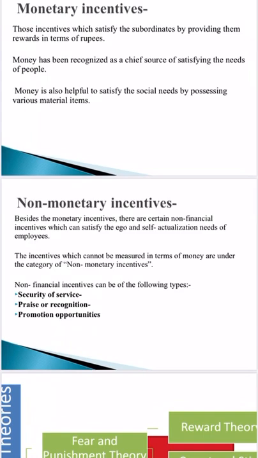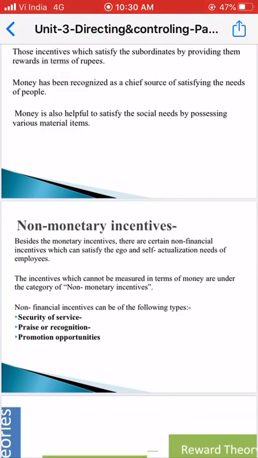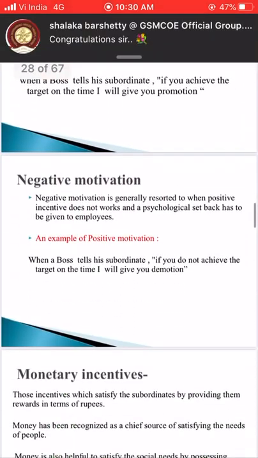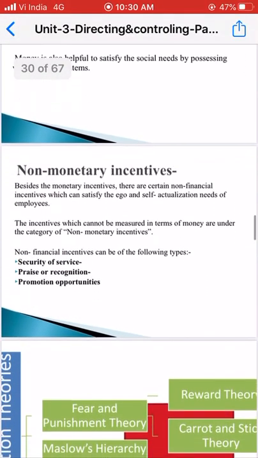Okay, and non-financial incentives can be of the following types. First one is what? Security of service, means safety of the job. Second one is what? Praise or recognition, means award system. And third one is what? Promotion opportunities, means the employee will get promoted to the next level. So this is about your non-monetary incentives. Okay, so we have studied 4 systems. That is, first one is what? Your positive motivation, negative motivation. Third one is what? Your monetary incentives. Fourth one is your non-monetary incentives.